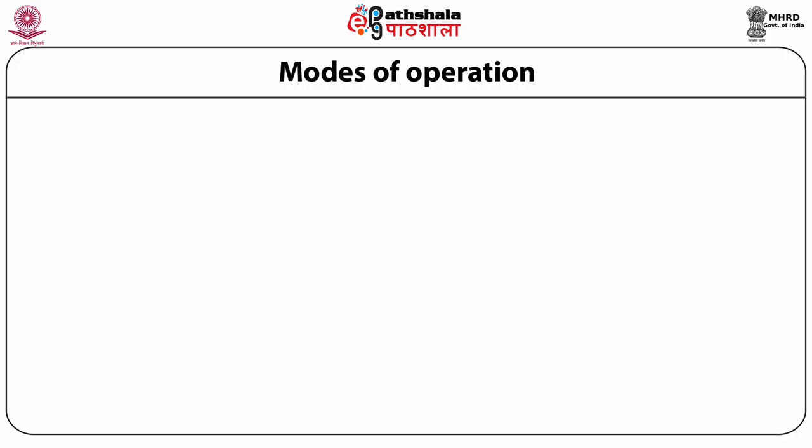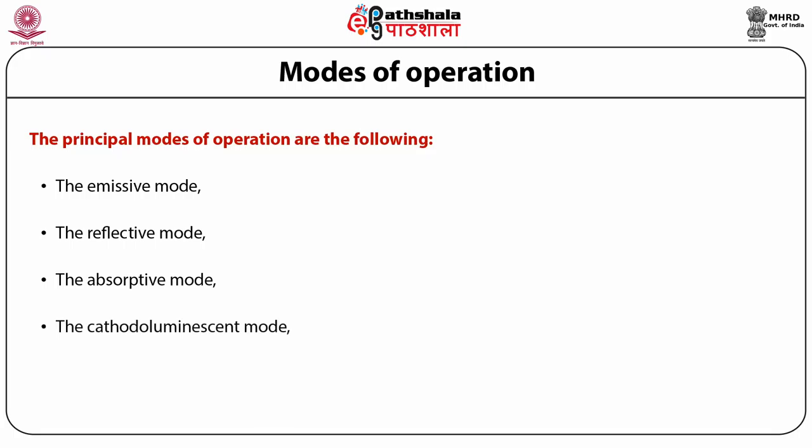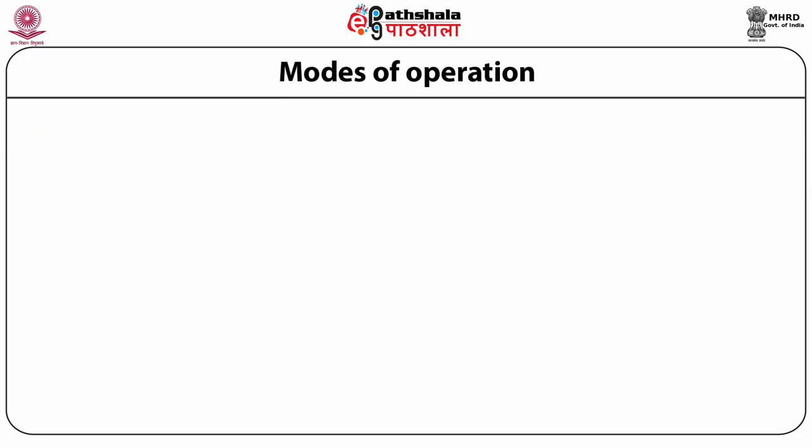Now, the modes of operation. The principal modes of operation are the following. A, the emissive mode. B, the reflective mode. C, the absorptive mode. D, the cathodoluminescent mode. E, the X-ray mode. Let us describe these modes of operation very briefly.